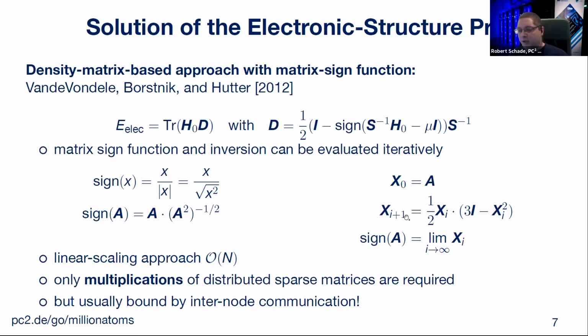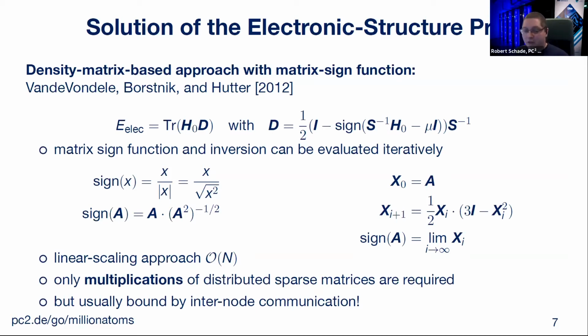And then in every step, you just compute X_i+1 as this equation here, which, as you can see, only includes some scalings and some matrix multiplications. And one can show that this converges to the sign function of A. Important here is that we only have to perform multiplications, and multiplications are pretty simple. This all in all gives us a linear scaling approach with the number of atoms, and we, as mentioned, only need multiplications of distributed sparse matrices.